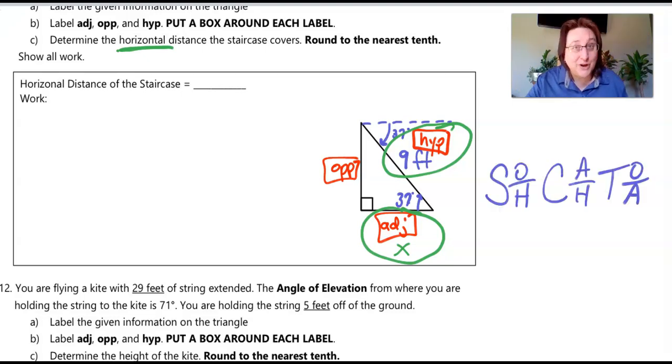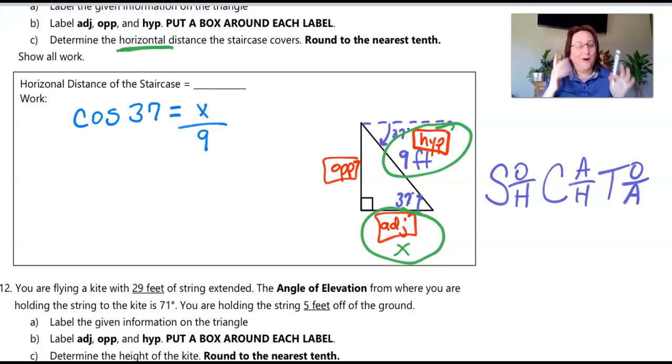Did you guys write down your SOHCAHTOA? We have hypotenuse and adjacent, and hypotenuse and adjacent is from the C, which is cosine. So we're going to use cosine now. Having said that, which one of the following equations is the correct way to set this problem up to solve for the adjacent side? How'd you do? Hopefully you said, hey, Miss Smith, we're using cosine, so cosine of the angle equals our adjacent, which is x, over the hypotenuse, which is 9.